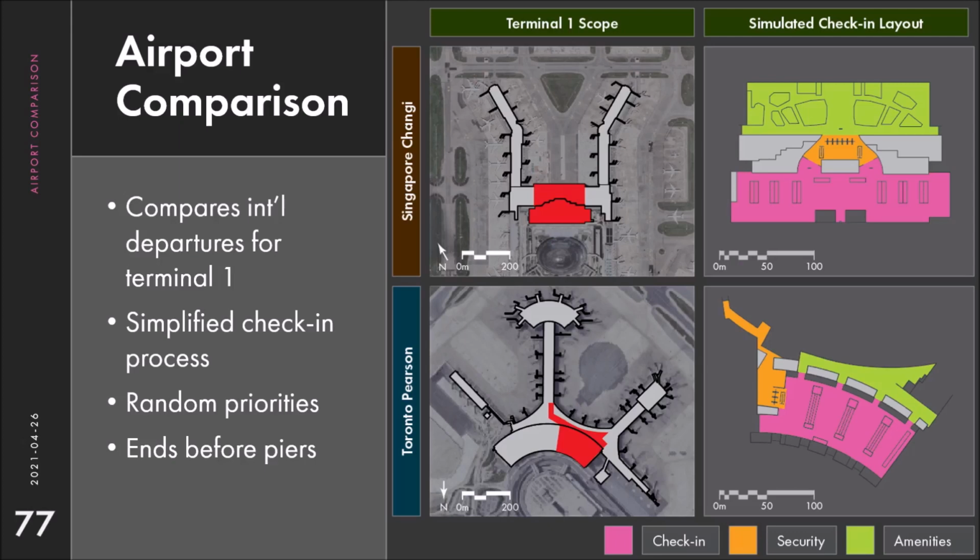I've assumed passenger priorities are randomly assigned using the same 6 domains, and the simulation ends before passengers reach the pier gates and hold room.